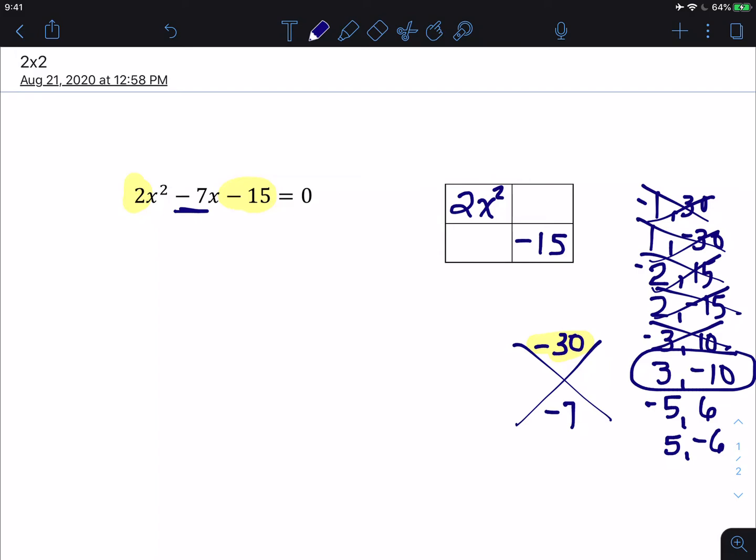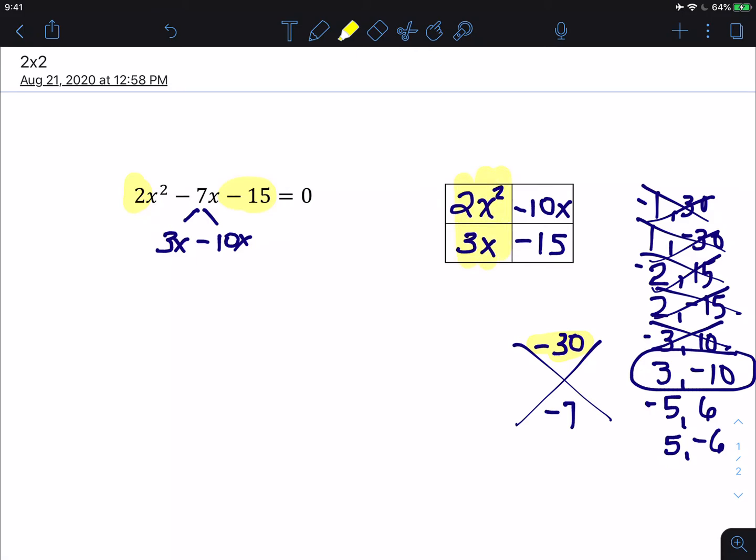We're going to break negative 7x down into two terms, a 3x and a minus 10x. And it doesn't matter which I put in either box. I can put the 3x here and the negative 10x here, or I could do it the other way. Either one of those is fine. Now I'm going to look at my 2 by 2, and I'm just going to look at rows and columns and see what they have in common.